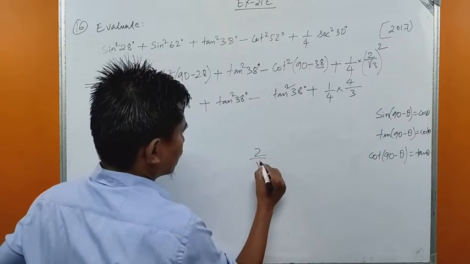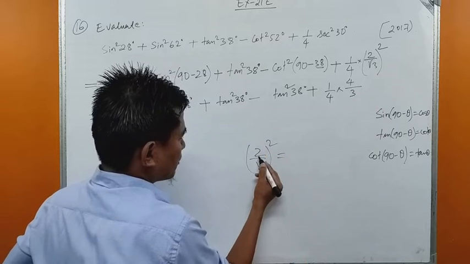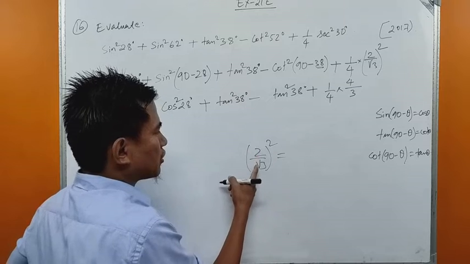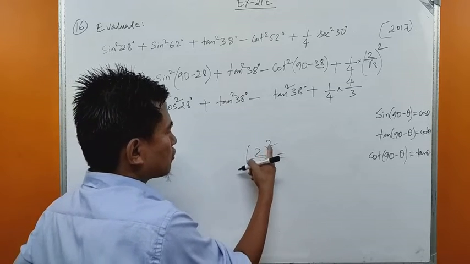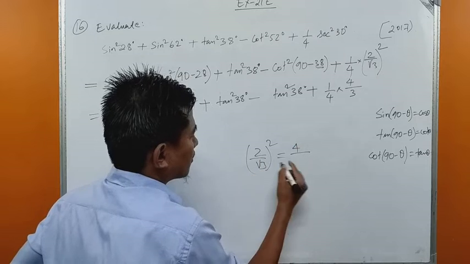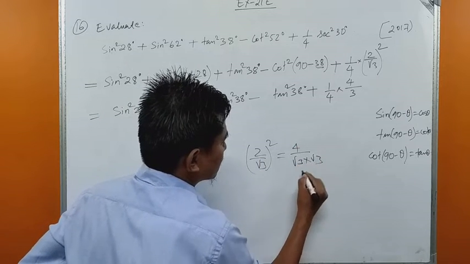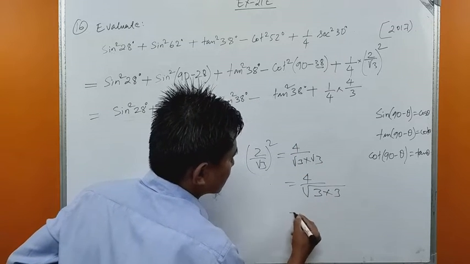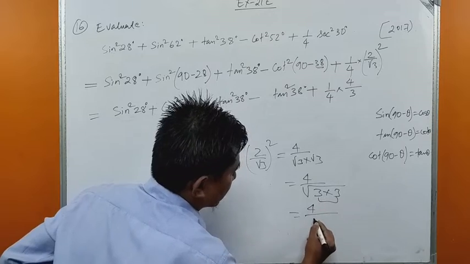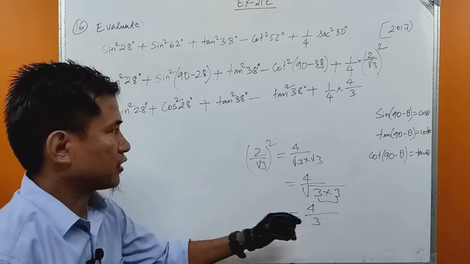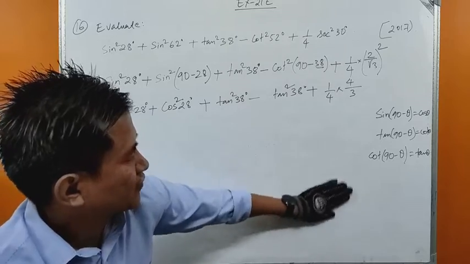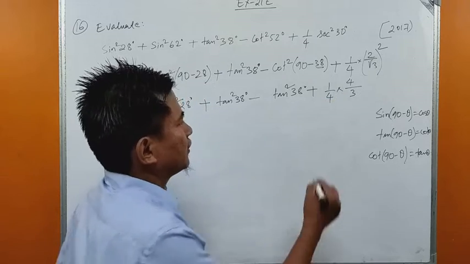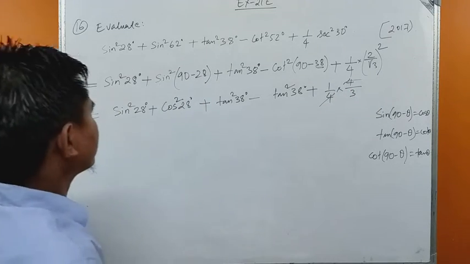So 2 upon root 3 squared means we must apply this square to numerator and denominator, both the numbers, because both the numbers are within the bracket, isn't it? So 2 square means 2 2s are 4, root 3 square means root 3 into root 3, so 4 upon 3, we make the pair and take out from the root, 4 upon 3. So this 2 squared is 4, root 3 squared is 3. Now we cancel this 4 and 4 from the numerator and the denominator.